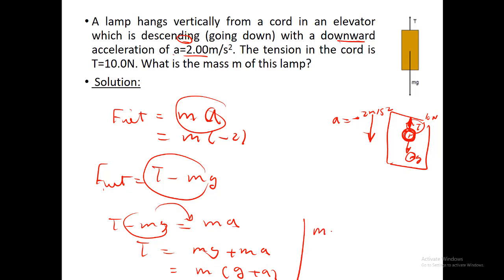m equals T over g plus a. T is 10 Newton, g is 9.8, and a is negative 2. So it's 10 divided by 9.8 minus 2. I think it should be something like 1.3 kilogram.